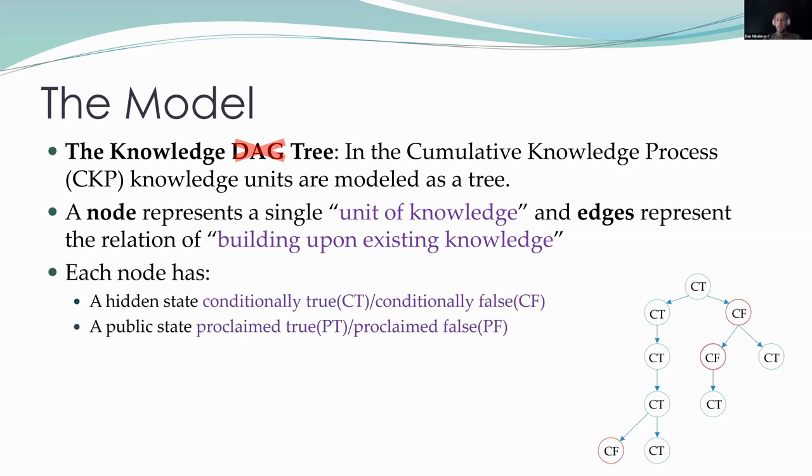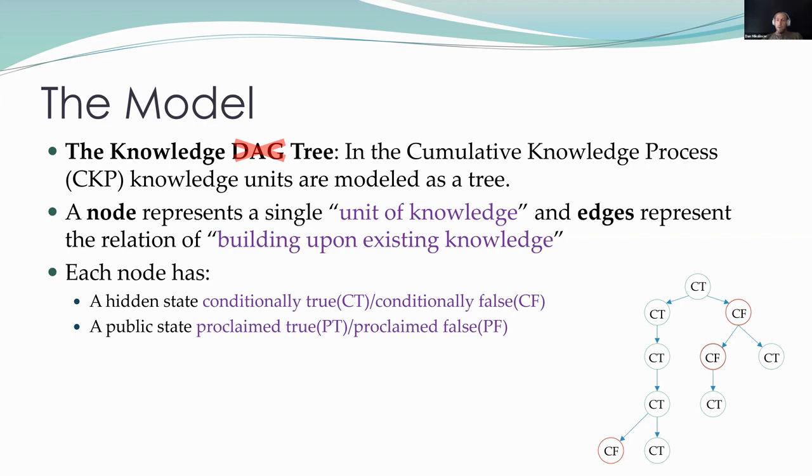A hidden label, which is the objective truth written in that paper or in that knowledge. Those two labels are conditionally true for true knowledge and conditionally false for false knowledge. But initially, those states are unknown. Okay, only the public states are known, which is what the public knows. So those are the proclaimed true states, for short PT, and the proclaimed false state, PF.